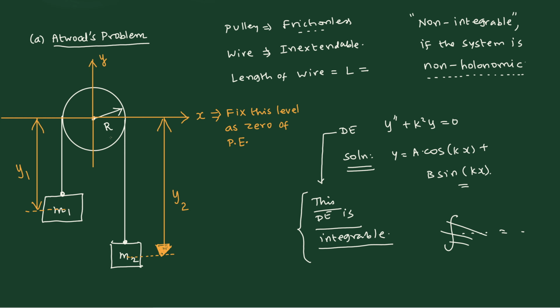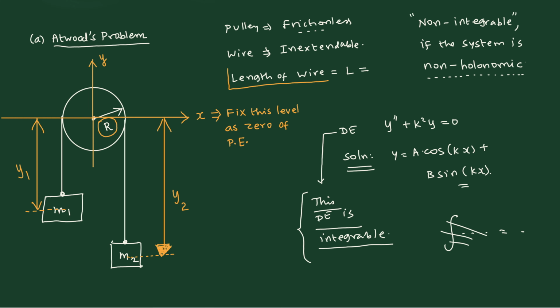The second thing is already known, which is the radius. Let me just emphasize, please see that there is R here. Capital R represents the radius of the pulley. Why do you want to know the radius of the pulley? Because we need to know the total length of the wire. We want to write down an equation for the length of the wire.